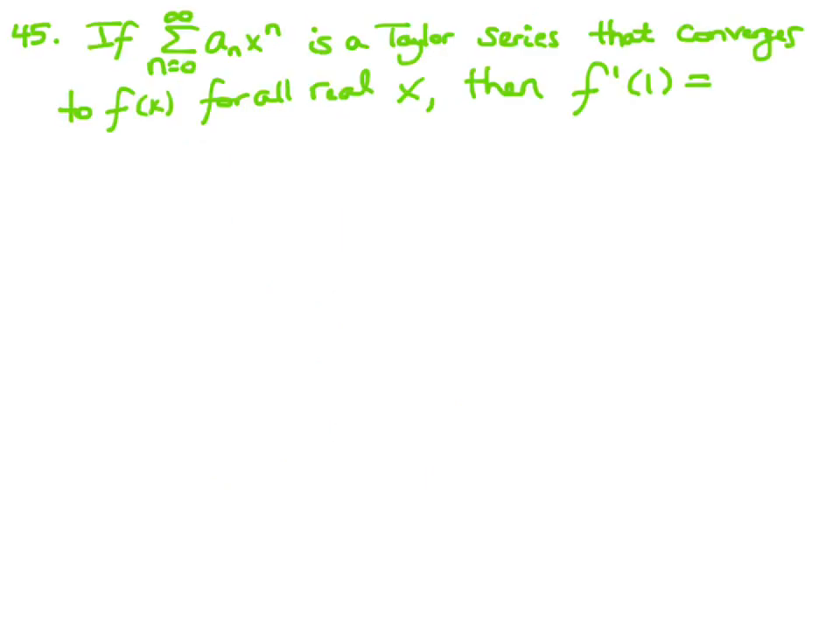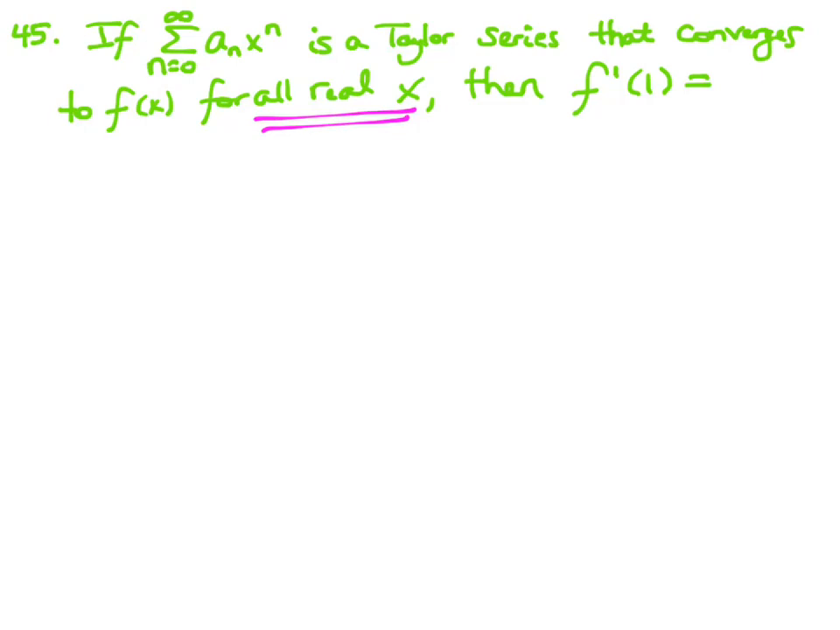All right, question number 45. Here we've got a generic series, a generic Taylor series. The sum of a sub n times x to the n is a Taylor series that converges to f of x for all real x. And it asks us, if that's true, then what is the derivative at 1? There's a couple ways that you could approach this question. If you're not really sure what to do, a lot of times a good idea is to generate a few terms of the series and see if that helps you out.